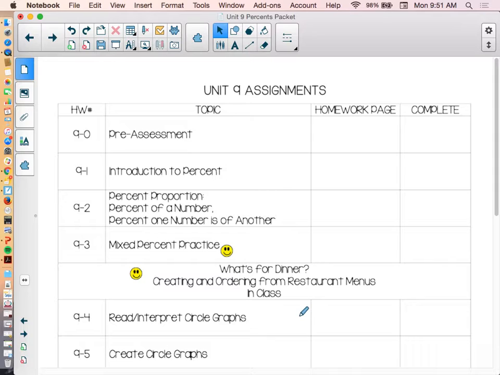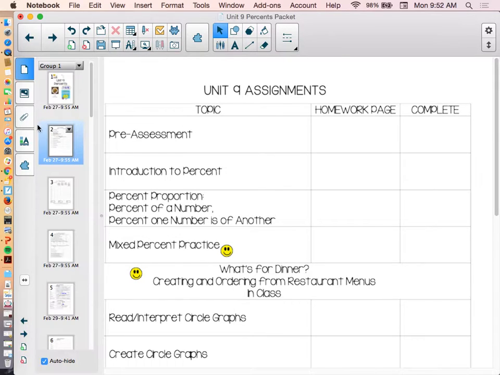You're going to pretend to be a waiter or waitress, and you'll have to calculate the tax for the meal. And if you are a diner, you will be sitting and ordering, but then you will also have to calculate what tip you will give the waiter or waitress. So creating and ordering from restaurant menus is definitely a life skill that you will need, and it includes percents.